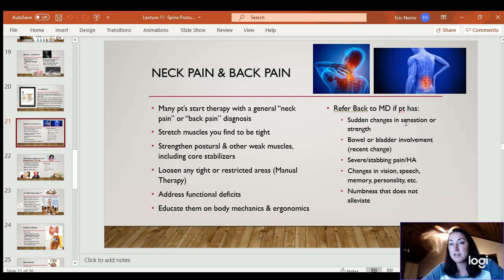If there's a severe stabbing pain or a severe headache, it could be an indication that this CSF, cerebrospinal fluid, has increased, the intracranial pressure has increased, or something is going on with the CNS. If there's changes in vision, speech, memory, personality, all those things tell you that something's going on with the central nervous system, and you don't play with that. And if there's numbness that does not go away, they're saying, I did have this numbness that was coming and going throughout my arm, and I just noticed yesterday it's been numb for the last 24 hours. I would go back for another MRI.